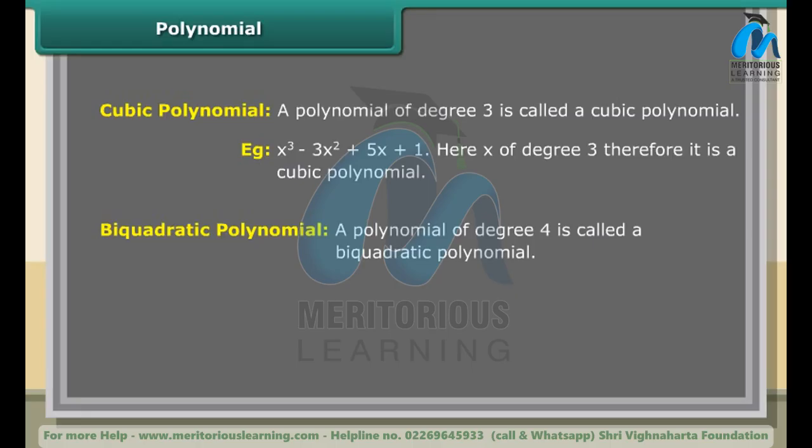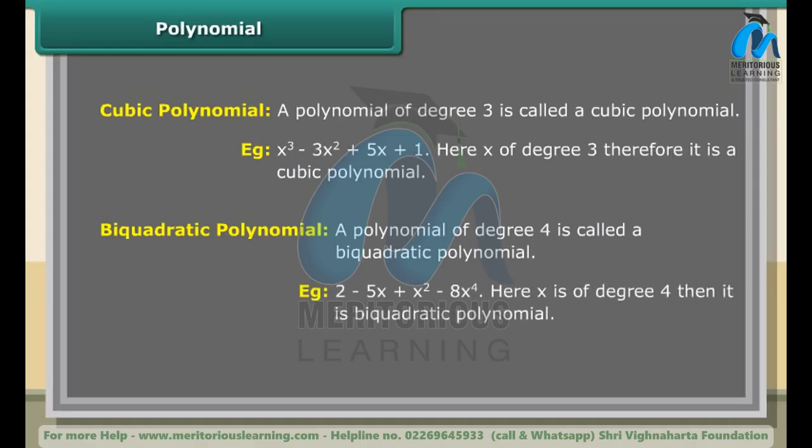Biquadratic polynomial. A polynomial of degree 4 is called a biquadratic polynomial. Example, 2 minus 5x plus x squared minus 8x raised to the power 4. Here x is of degree 4, therefore it is a biquadratic polynomial.